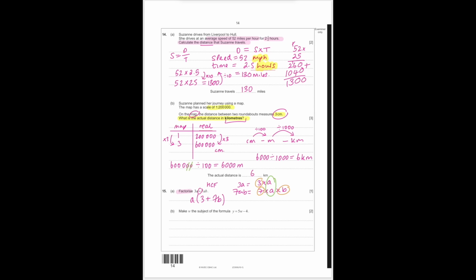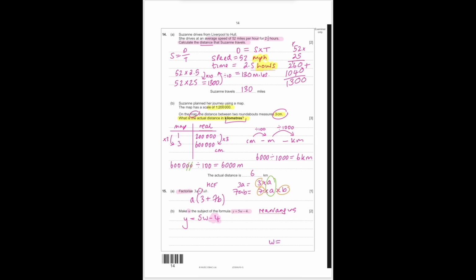Part B, make W the subject of the formula y equals 5W subtract 4. So we are rearranging, okay? We are rearranging this equation. So we currently have y equals 5W minus 4. We want it to end up being W equals. So the first thing I'm going to do is eliminate the minus 4. I'm aiming to get the W term on its own.